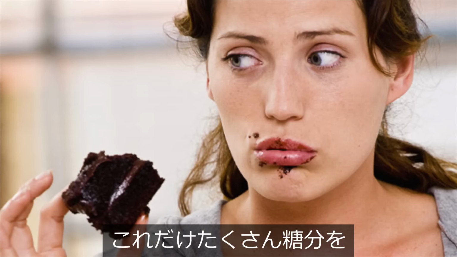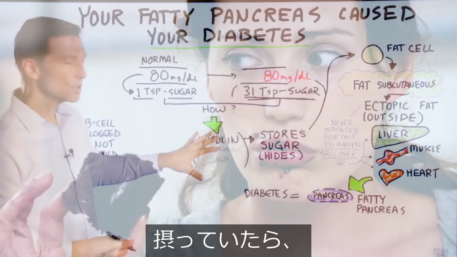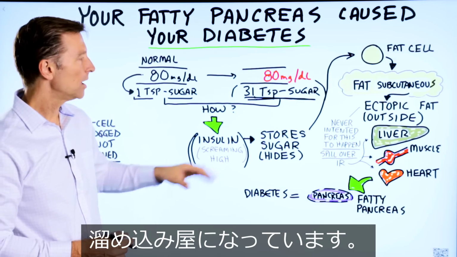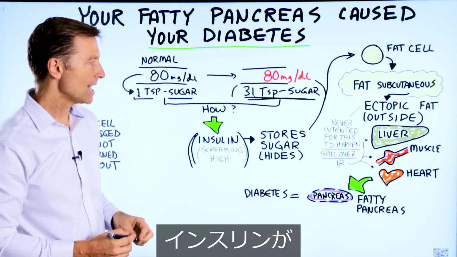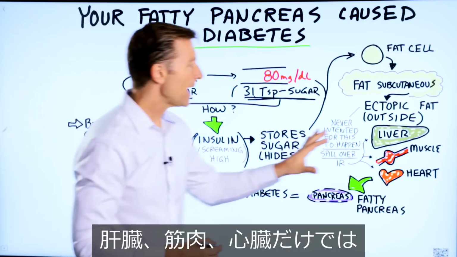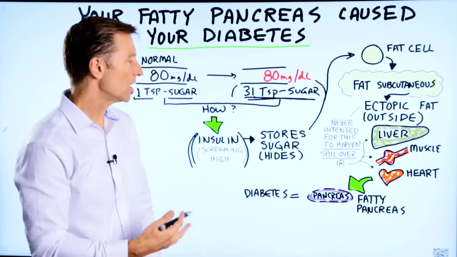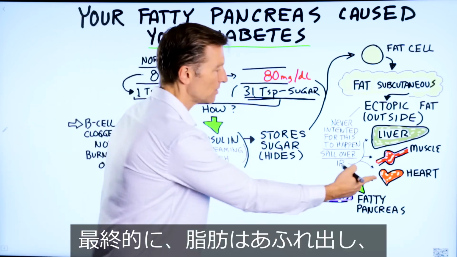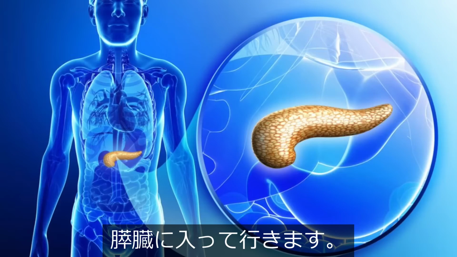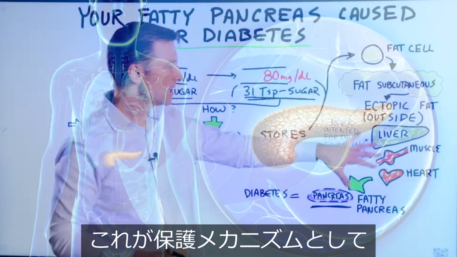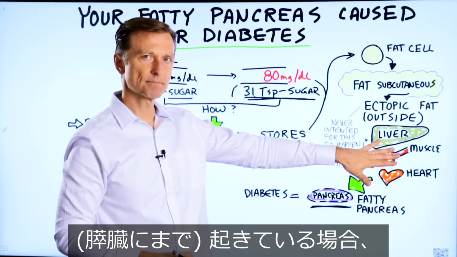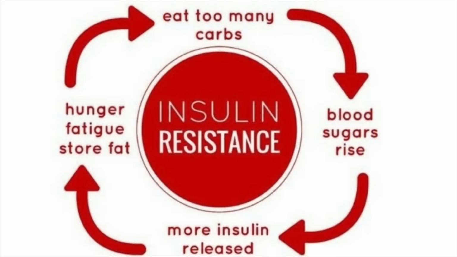But guess what? If you're consuming this much sugar, the insulin hormone has now become a hoarder. And not only is it going to start to pack up the liver with fat and the muscle and the heart, but it eventually spills over into the pancreas. When this happens, as another protective mechanism, you're developing insulin resistance as well.